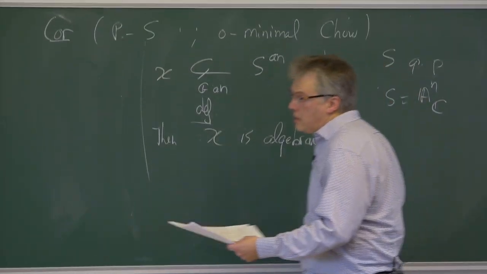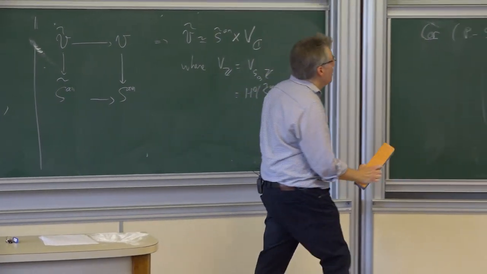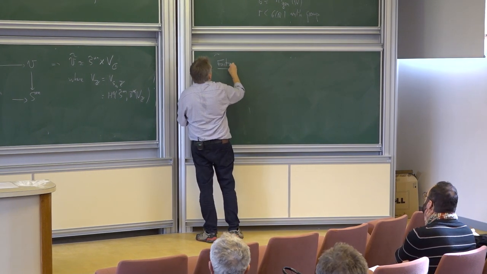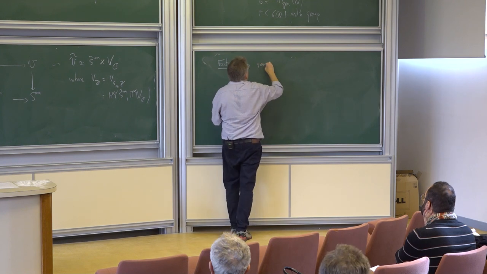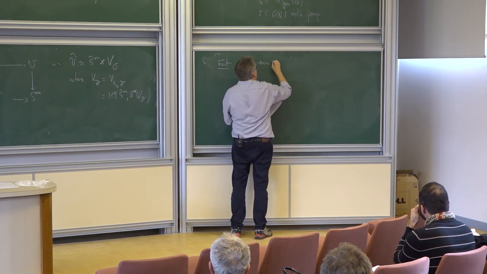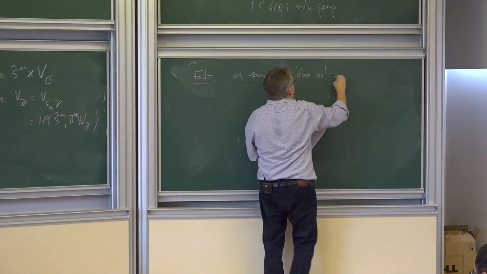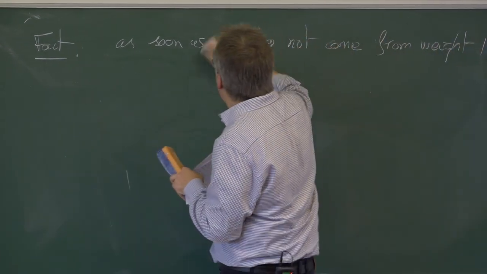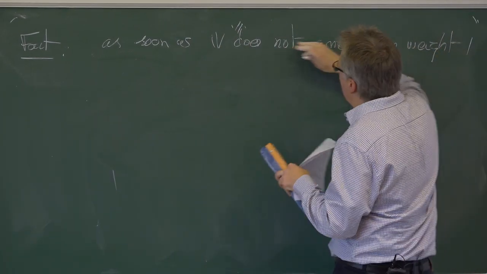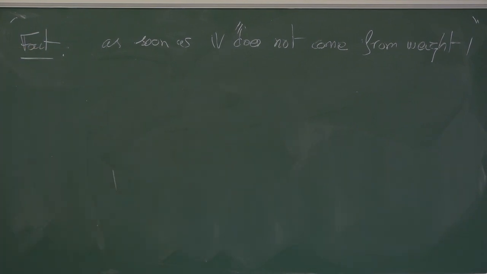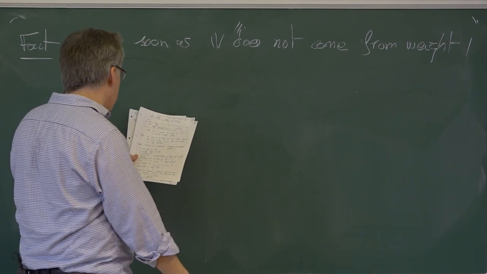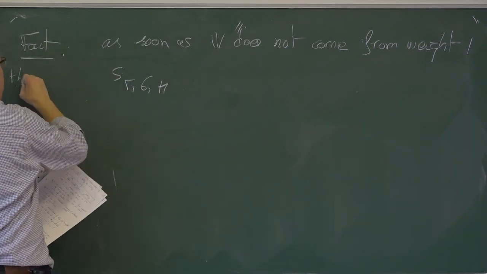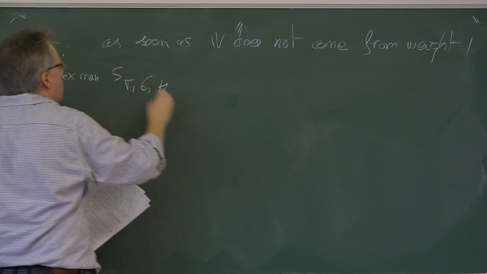So what is the basic fact that illustrates this transcendence I was talking about? Well, the basic fact is that in general, as soon as V does not come by some tensor construction from weight 1 — I'm not very precise here, but in the very general case, if you take randomly a variation of a structure, if you do not have a family of abelian varieties, say, then S gamma GM, the complex manifold, has no algebraic structure.